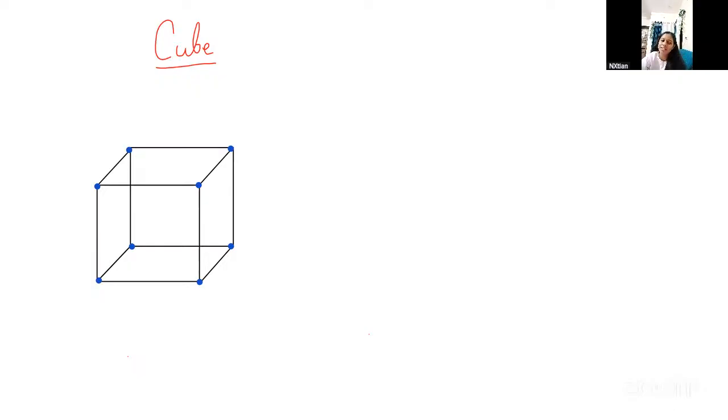Why? Because it is a square. Because all the faces of a cube are squares. And in a square, all sides are the same length. So that is the reason why in a cube also, the length, breadth, and height are the same. Understood? Yes, ma'am.